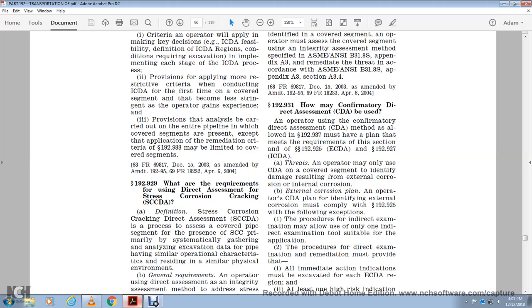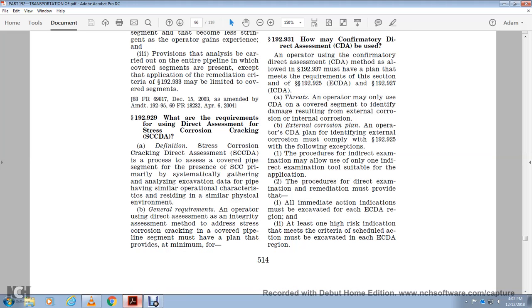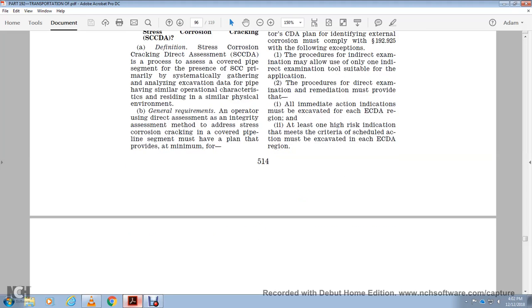following exemptions. The procedure for the indirect examination may always use one of the direct examination tools suitable for the applicant. For the procedure for direct examination and remediation, it must provide that all immediate action and indications must be excavated within the ECDA region, in at least one of the high risk identifications that might meet the criteria for the scheduled action must be excavated in each ECDA region.